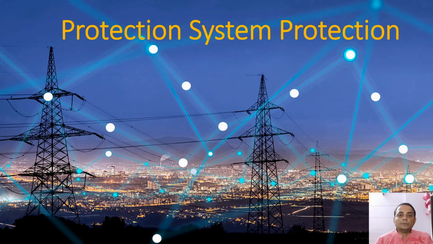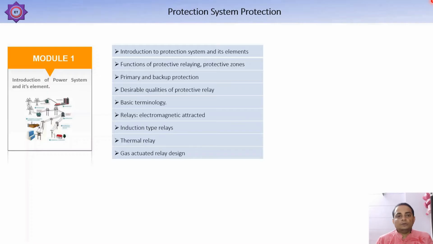The power system protection course is divided into 5 modules. In module 1, we will learn about the elements of power system, function of protective relays and protective zones, primary protection, backup protection, some desirable qualities of protective relay, basic terminology, and types of relay such as electromagnetic, induction type, thermal type and gas actuated type.